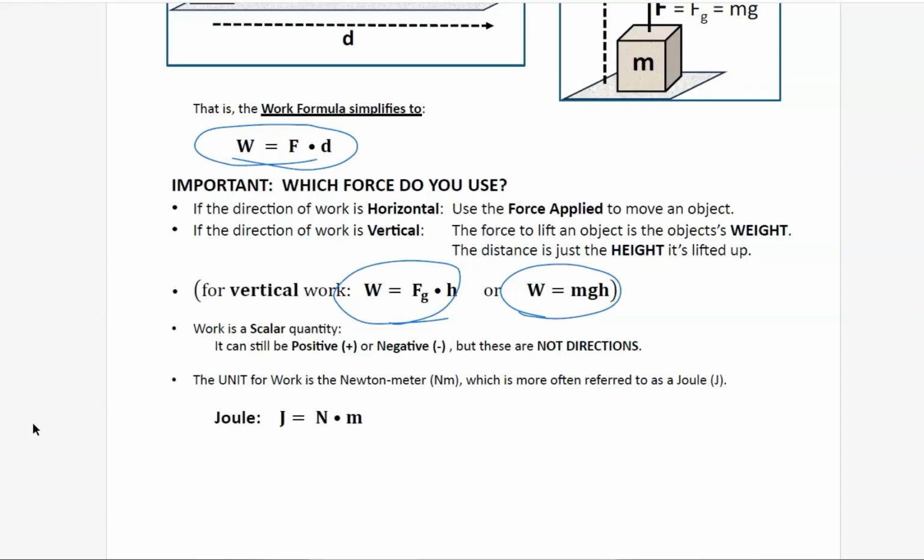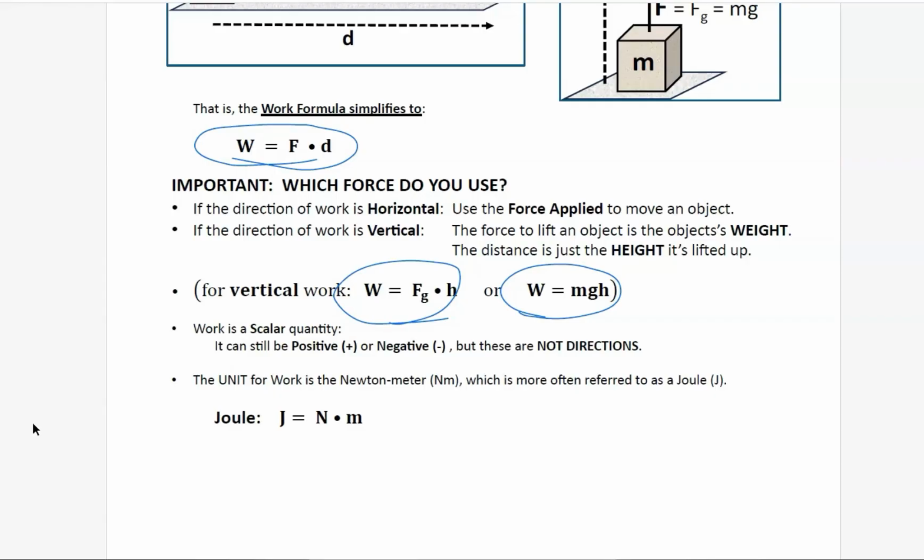So the object is moving because force was acting on it. That will be a positive work, and the thing that did the work will have experienced a negative work because it's losing energy. So the object that's moving gains energy. The object that did the work has lost energy.